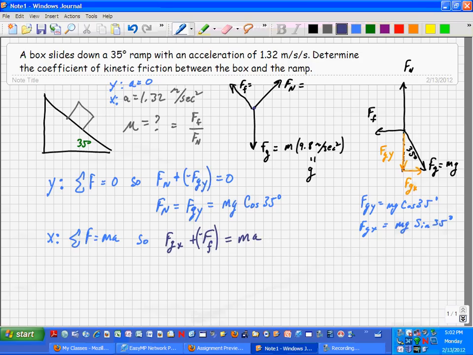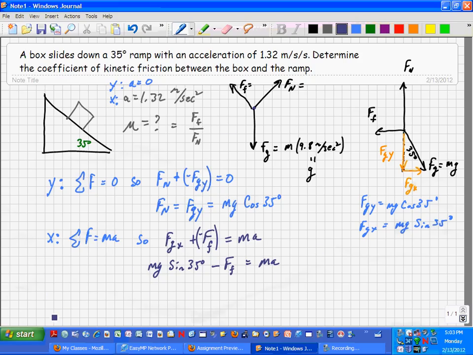So let's do a couple of things here. We're going to substitute in for F_gx. Let's put in mg sine 35 degrees, and I'm just going to make this minus F_f is going to be equal to ma. I want to solve this for F_f because I'm going to need F_f over F_n to get my coefficient of friction.